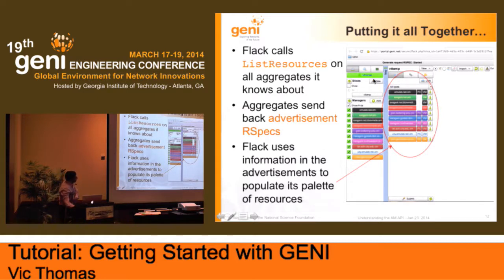It started populating this little palette here. So this aggregate said, oh, I have raw PCs and virtual machines. This aggregate, on the other hand, said, I have virtual machines, no raw PCs. So FLACK is getting back an advertisement RSpec from every aggregate, parsing it, and creating this palette for you where you can drag and drop resources.